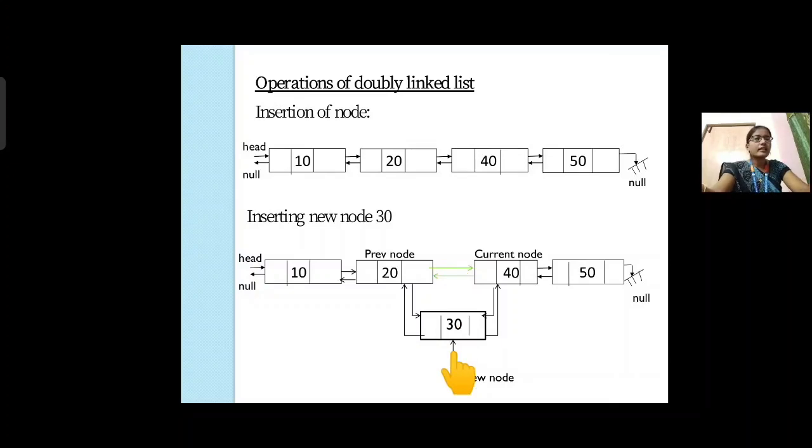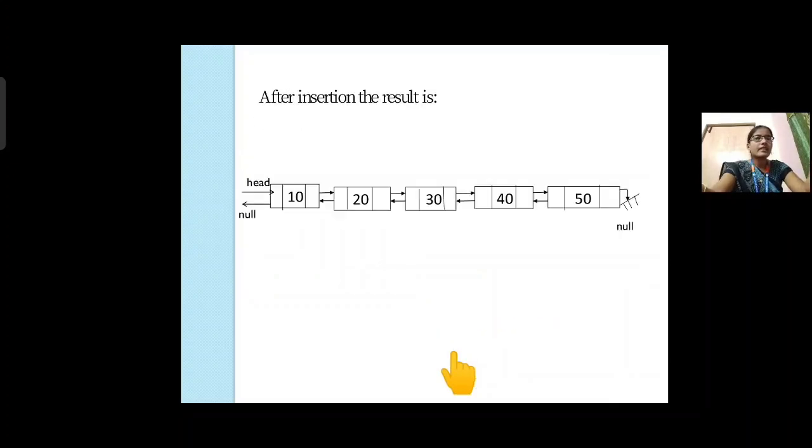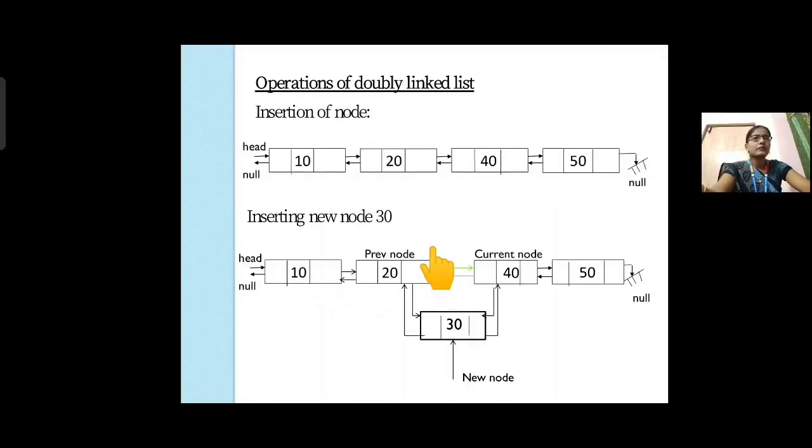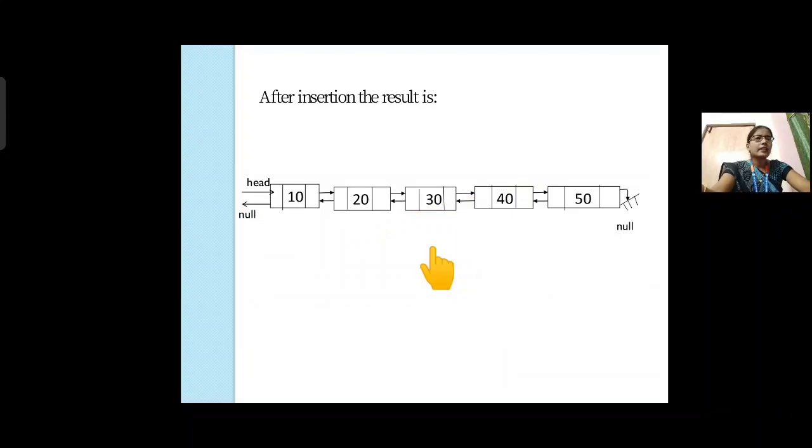After inserting the node 30, the result is here. If you look at this diagram, 10, 20, 30, 40, 50. This is the final result. So the insertion operation is successful. This is the null point, that means the ending point.